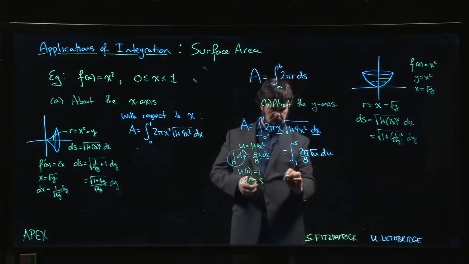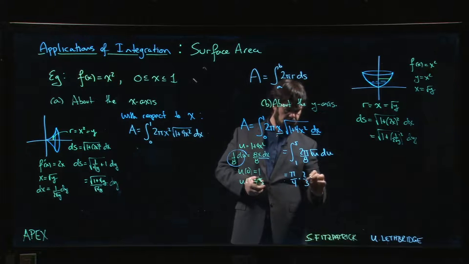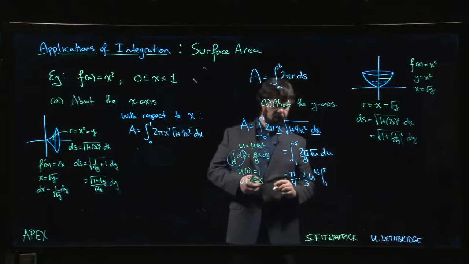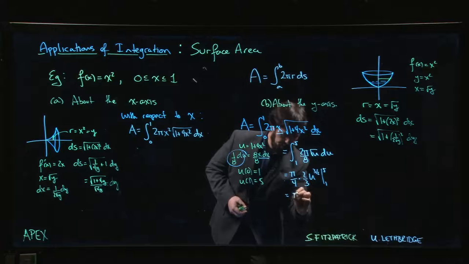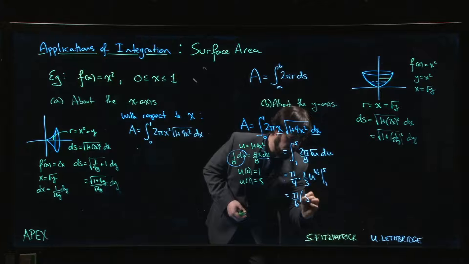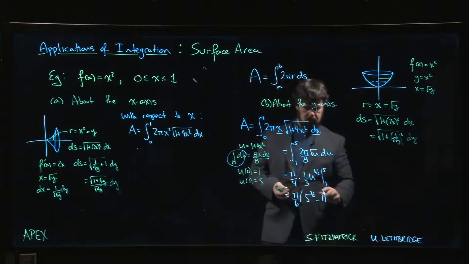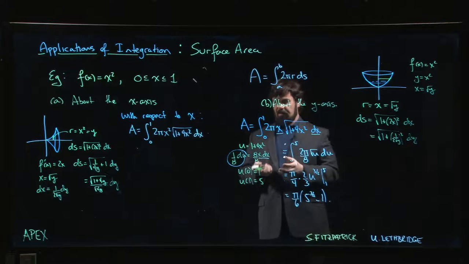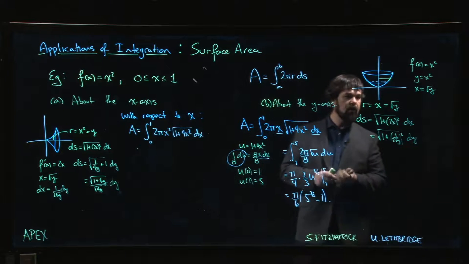That's not bad at all. That's pi over 4 times 2 thirds u to the 3 over 2. We evaluate from 1 to 5. So we get pi over 6 times 5 to the 3 over 2 minus 1. Definitely manageable, okay? If you wanted to see what it looks like with respect to y, just for the hell of it, why not?